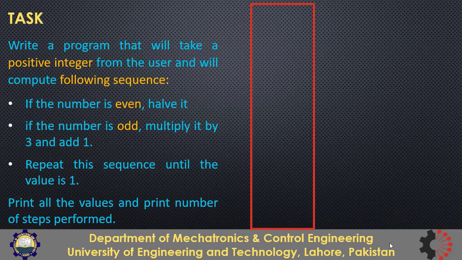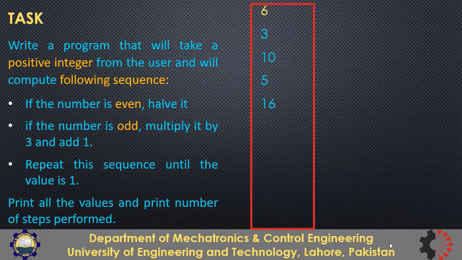Let's see one example. For example, the number entered by the user is 6. It is an even number, so the half of it would be 3. So the next number generated by your program should be 3. Now this 3 is an odd number, so it will be multiplied by 3, which will be 9, and plus 1 will make it 10. Now this 10 is an even number and half of it would be 5. Now 5 is an odd number, so 5 times 3 plus 1 is 16.